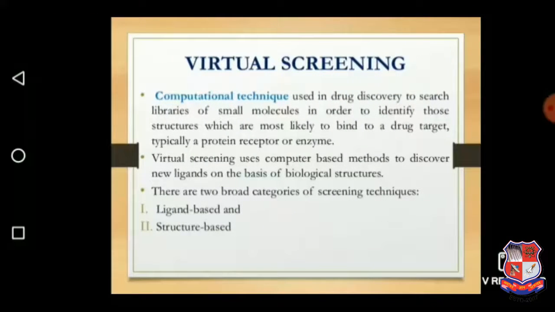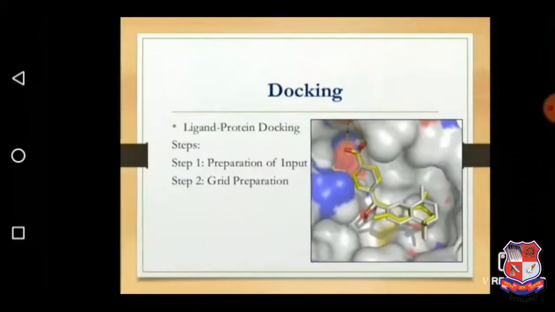Virtual screening is a computer technique used in drug discovery. It searches libraries of small molecules in order to identify those structures which are most likely to bind to a drug target, typically a protein receptor or enzyme. Virtual screening uses computer-based methods to discover new ligands on the basis of biological structures. There are mainly two categories: ligand-based and structure-based.